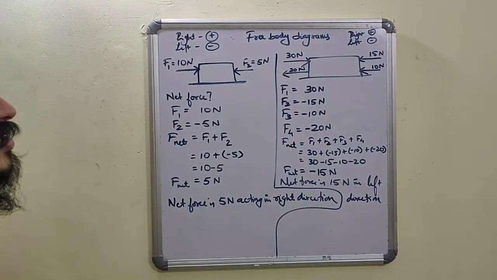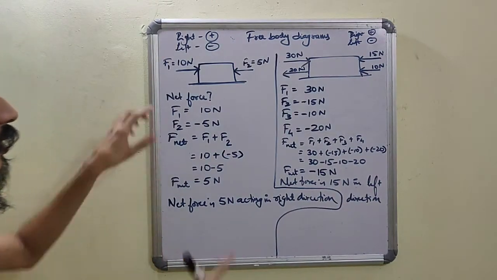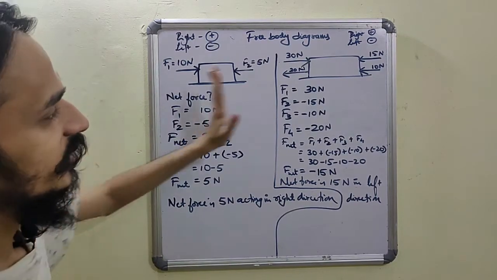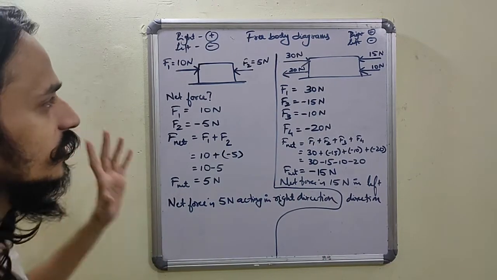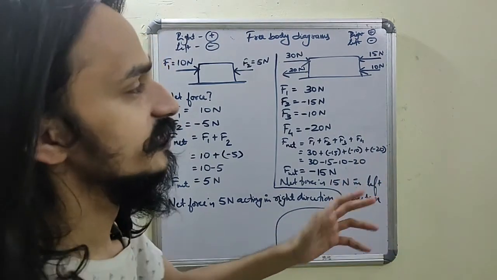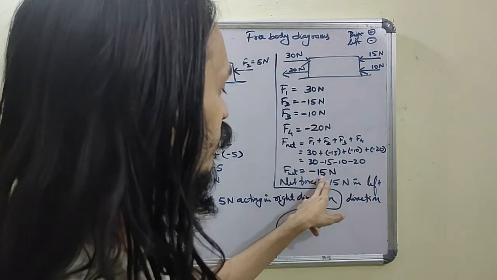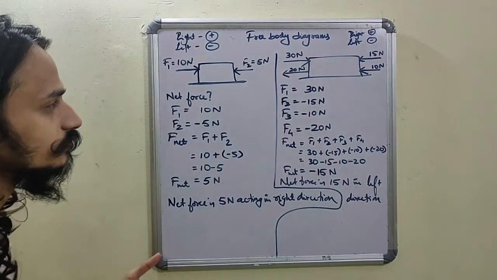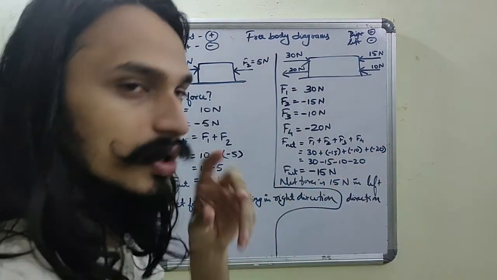The object will always move in the direction of the net force. That is why the direction is important. Meaning, this block, when moved by these two forces, is definitely going to move in the right direction because this force is bigger than this force. In the same way here, the force acting in the right direction is less, but the one acting in the left direction is more. That is why ultimately 15 newtons in the left direction is the final answer. That's why the direction is important, to tell which direction the object is going to move.